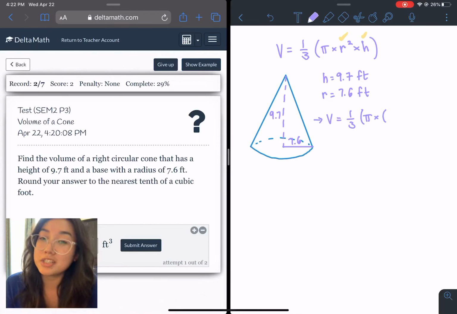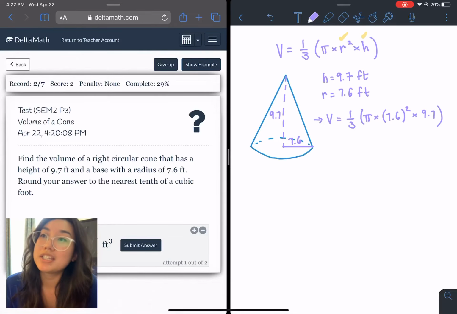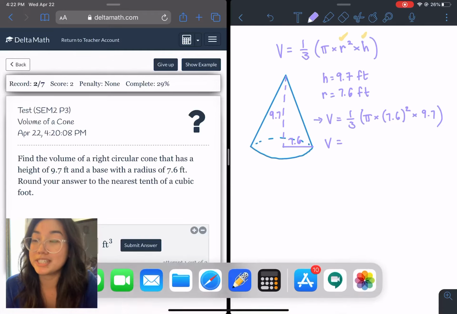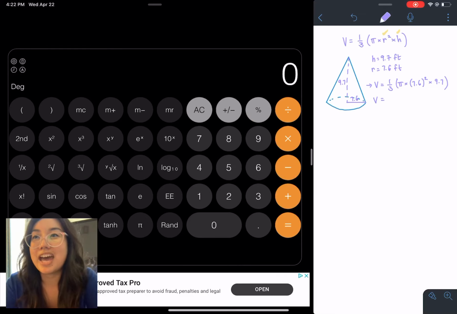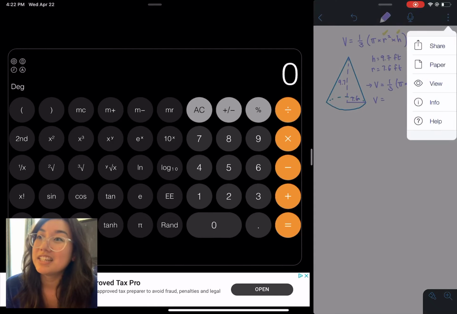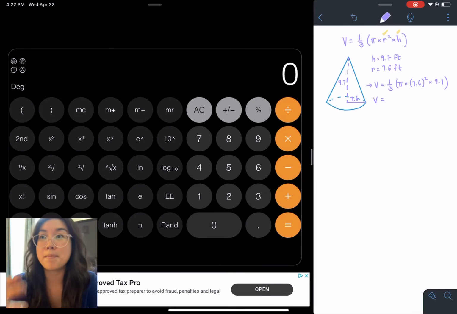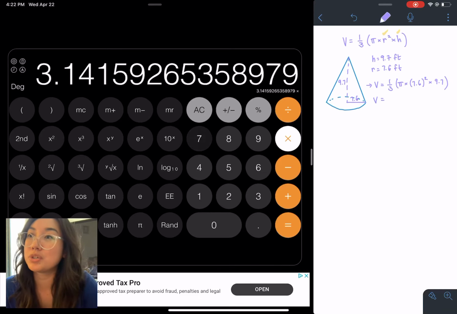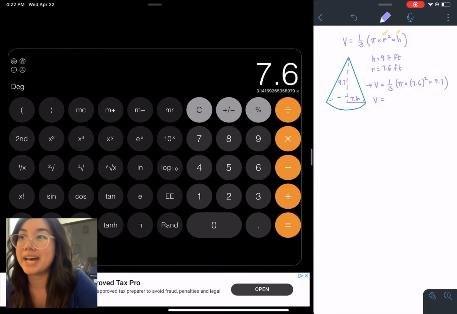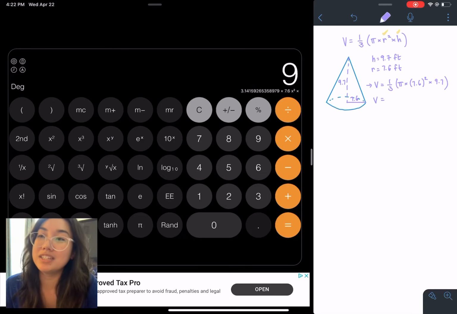So at this point, you're just going to rewrite it and substitute the values in. So we have 1/3 times pi times 7.6 squared times 9.7. And here we go, I am showing you how I put that in the calculator. So when you do these problems in the calculator, you always want to abide with PEMDAS, or order of operations. So you're going to do the parentheses first. I did pi times 7.6 squared times 9.7.